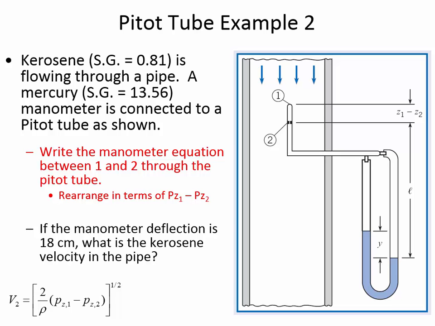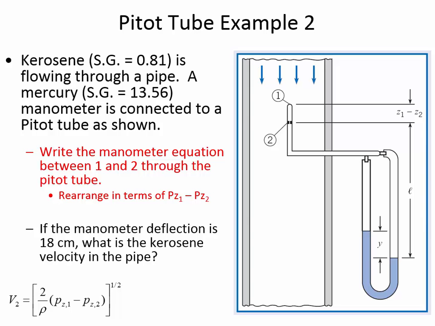It's the Bernoulli equation and the hydrostatic equation. Those are the two ideas that go into this problem. And I suggest that we attack this through a certain approach. First of all, it's kerosene that's flowing through the pipe, so we know the SG of that. So we're going to get the density and the unit weight of kerosene from the specific gravity.